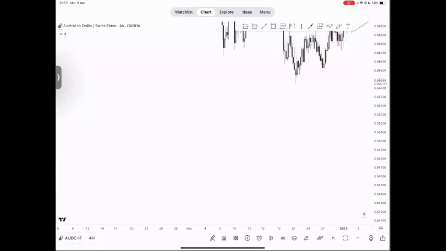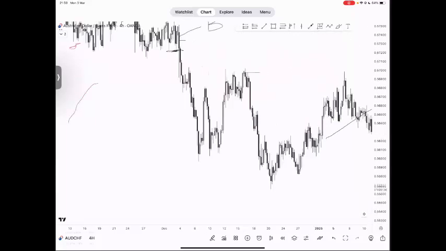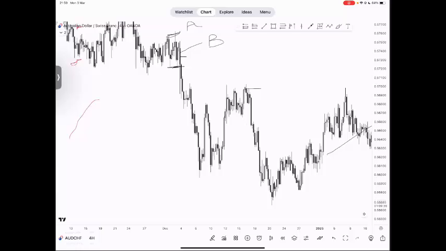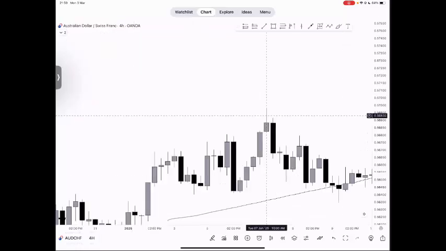They're usually like long rejection candlesticks. Now, if you look at this, this is an example of a pin bar. Remember that the pin bar is just like the inverse of the hammer. Now, this is what the pin bar looks like.